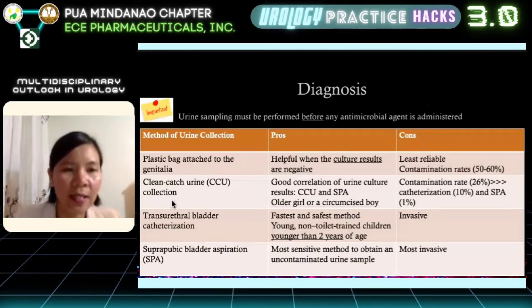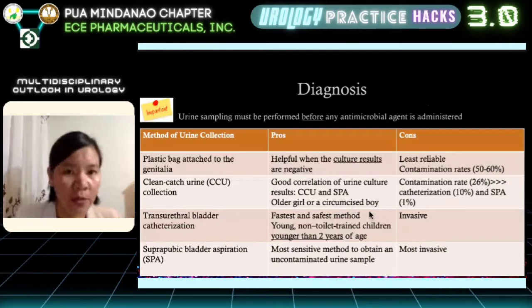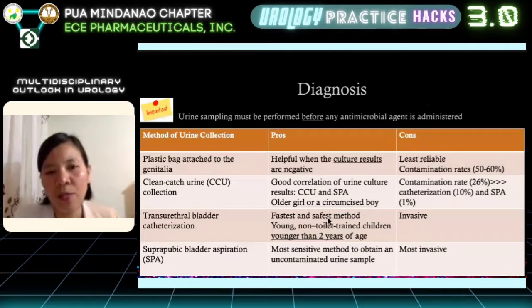For clean catch urine collection, it showed good correlation of urine culture between collection with clean catch urine and suprapubic aspiration. It is recommended and can be done in older children, older girls, or in circumcised boys. The contamination, though, is higher, about 26% compared with catheterization at just 10% and SPA at 1%.